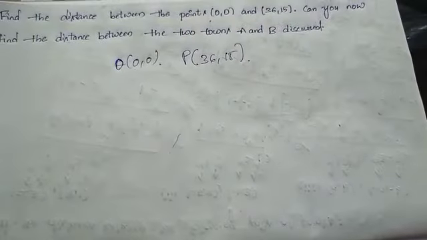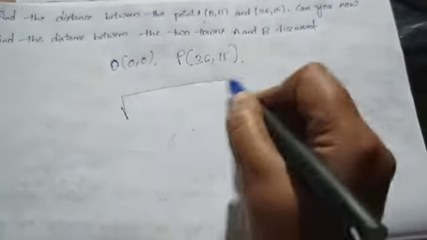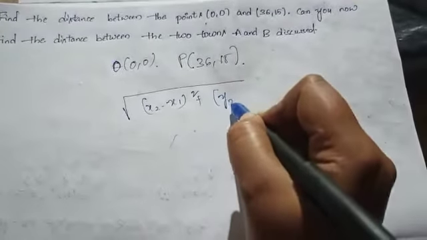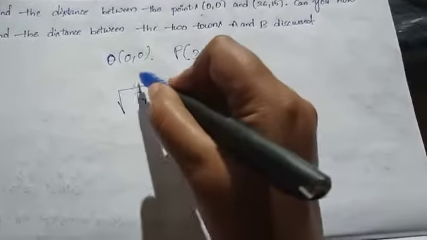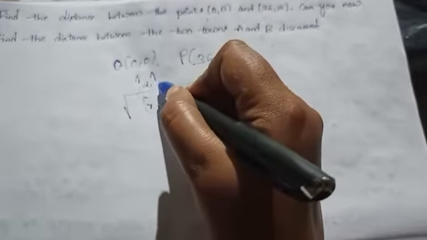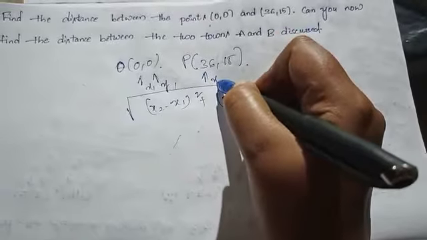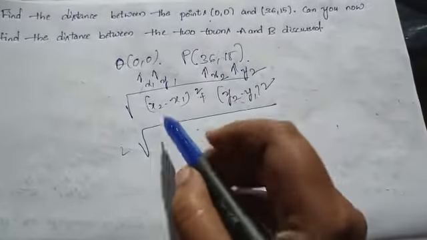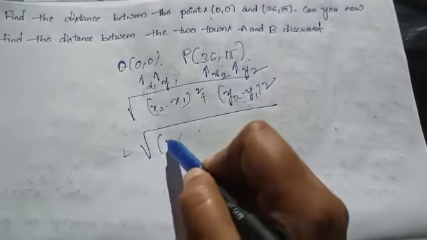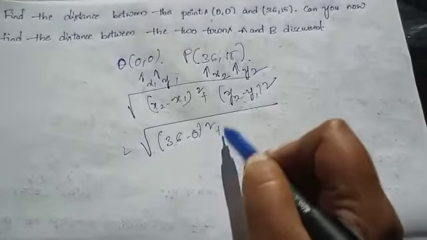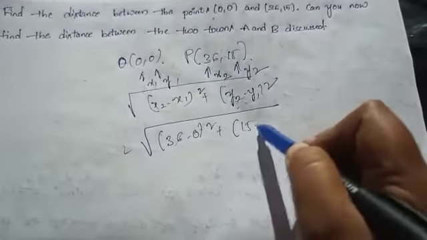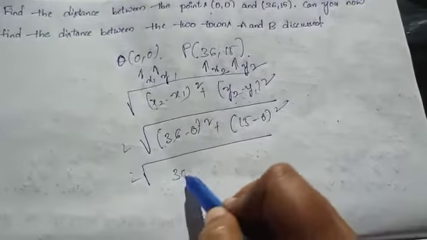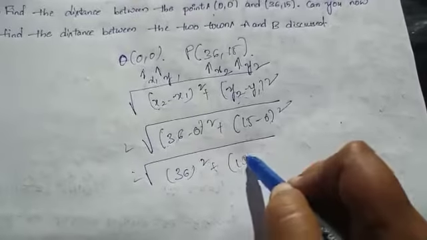We know the distance between any two points is the square root of (x2 minus x1) whole square plus (y2 minus y1) whole square. Here x1 is 0, y1 is 0, x2 is 36, y2 is 15. So (36 minus 0) whole square plus (15 minus 0) whole square. 36 minus 0 is 36 whole square, plus 15 minus 0 is 15 whole square.